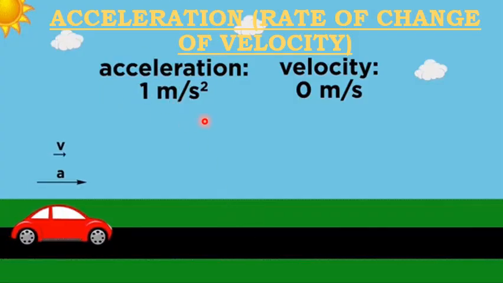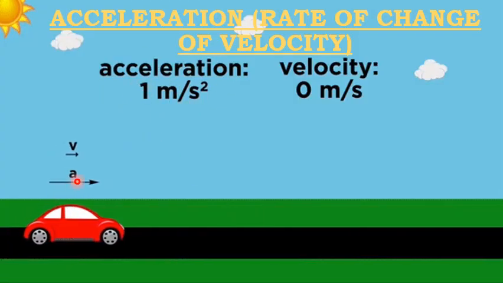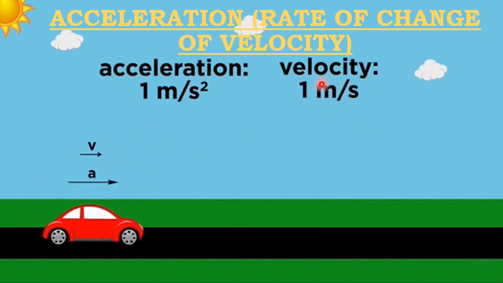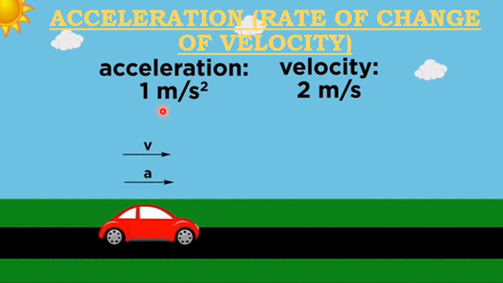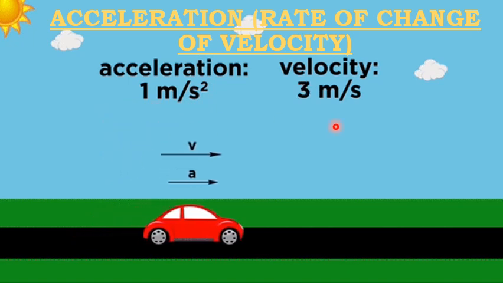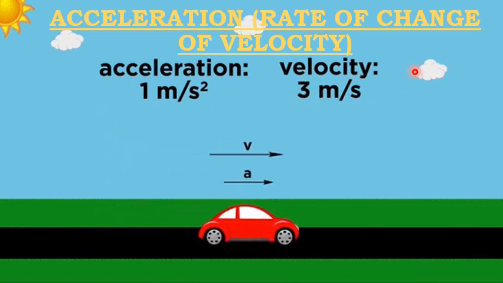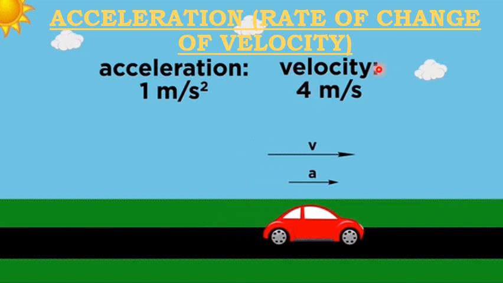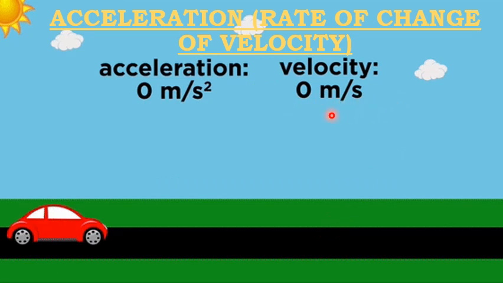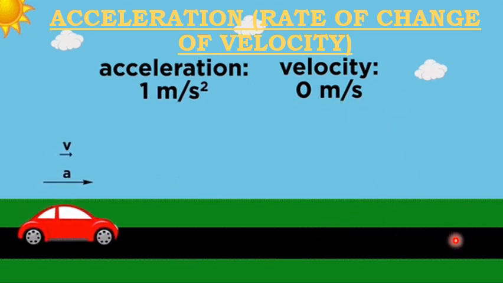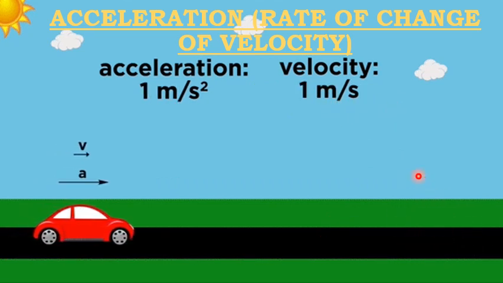Here you can see the velocity keeps on changing, while the acceleration remains the same, 1 meter per second squared, throughout. The velocity keeps on increasing at the rate of 1 meter per second for every 1 second. Finally, it came to a stop when there was an obstacle on this side.